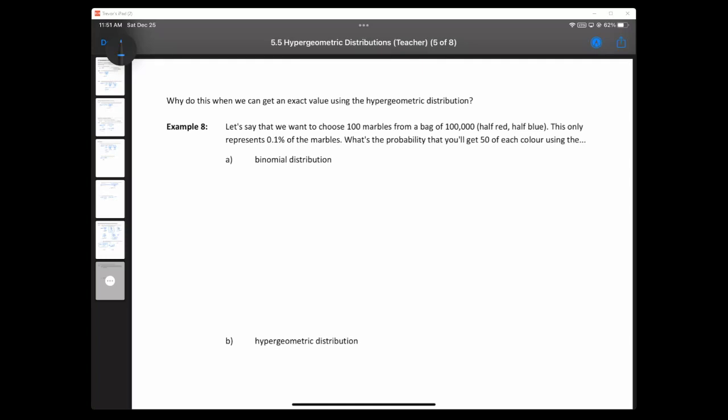Okay, so if we take out 100 marbles, I want to know what the probability is that I get 50 of each.